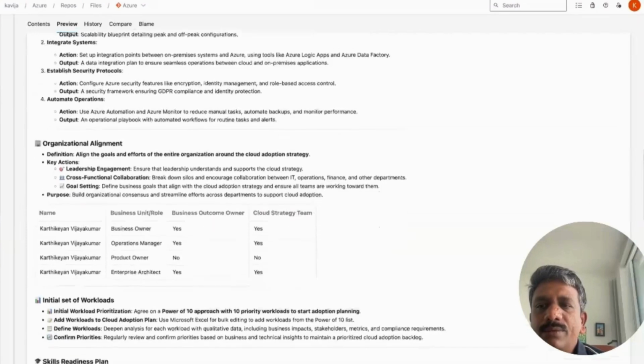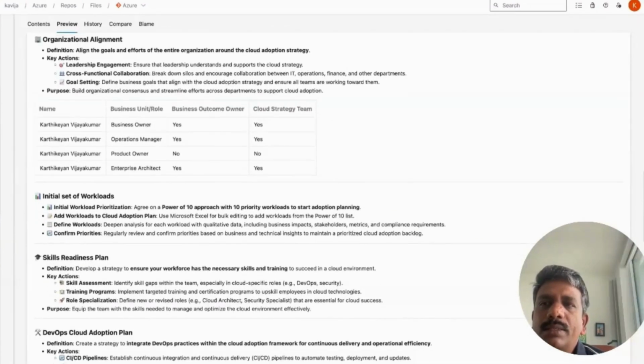When you have this information, then you should focus on the organization alignment, where you will be letting the business people know that we are about to migrate these applications to cloud, and we definitely need your support, or probably you have to lead these efforts, right? So that the business will be in alignment with the overall organization.